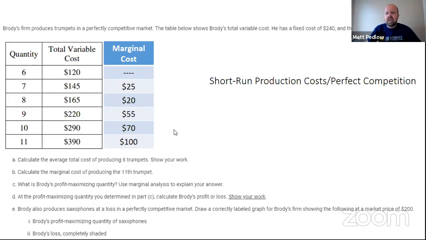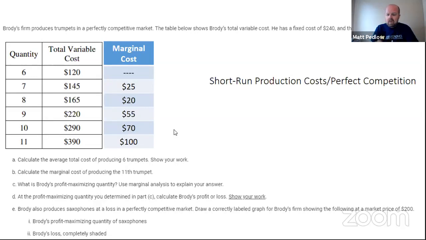And when you see questions that say things like use marginal analysis, you just have to use the word marginal. What you'd say is if the 9th trumpet, the marginal revenue is greater than the marginal cost, because 60 is greater than 55, but in the 10th trumpet, the marginal cost is greater than marginal revenue. So Brody would not produce a 10th trumpet. Easy stuff. And then E, Brody also produces saxophones at a loss in a perfectly competitive market. Draw a correctly labeled graph of Brody's firm showing the market price at $200 and his quantity of saxophones.